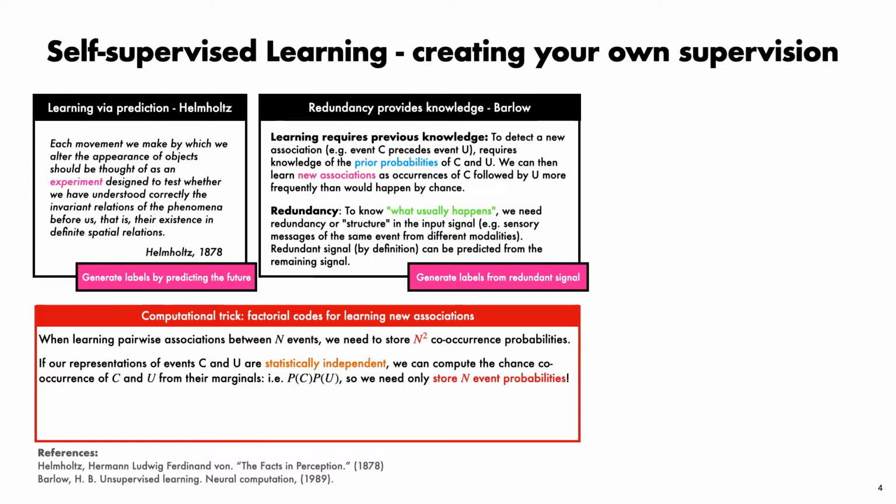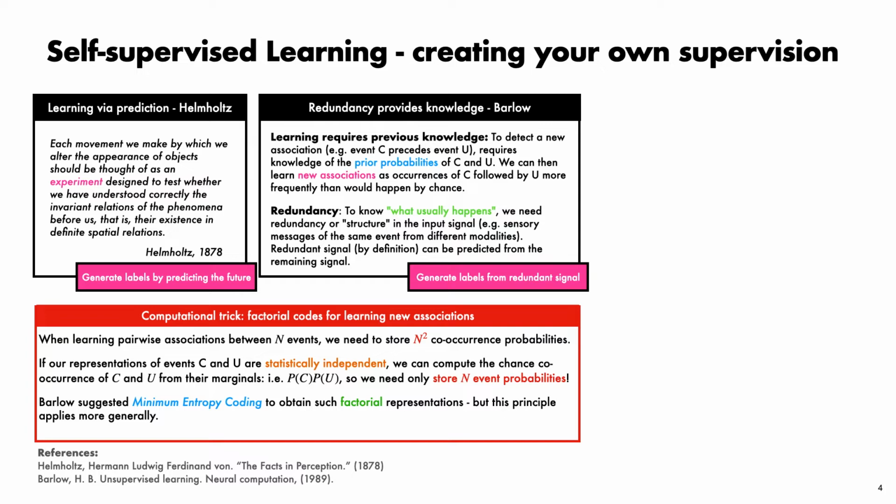But if we've learned representations in which events C and U are statistically independent, we can compute the chance co-occurrence of C and U from the product of their marginals. That means we only need to store n event probabilities. This can help to avoid a combinatorial explosion of storage for prior event probabilities. Barlow himself suggested minimum entropy coding as a scheme to obtain factorial representations, but this idea applies more generally. It's always desirable to achieve this property where possible.